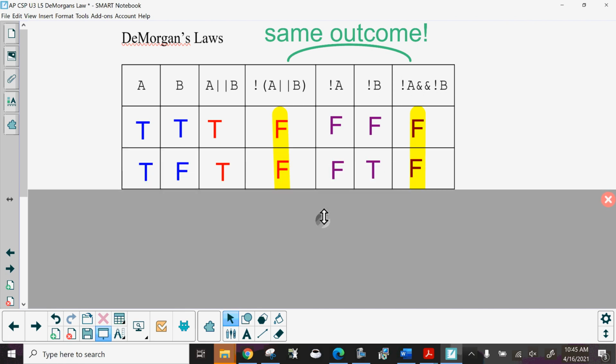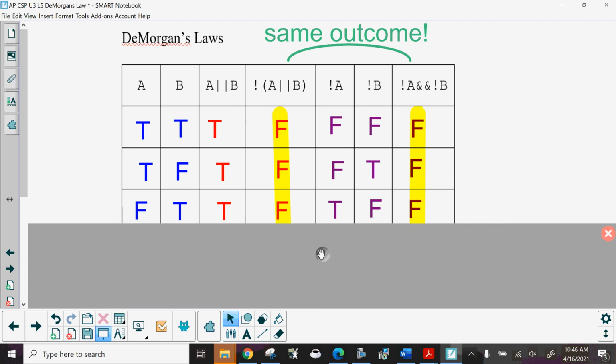What about this next one? Again, you've got a true value and a false value. True or false is true. Not true is false. Boom, we got the red. Not A is false, not B is true, and false and true is false. False is false.